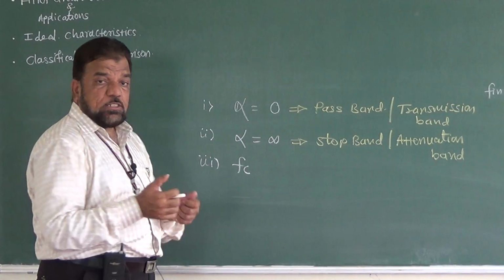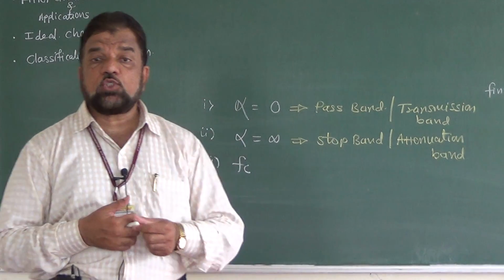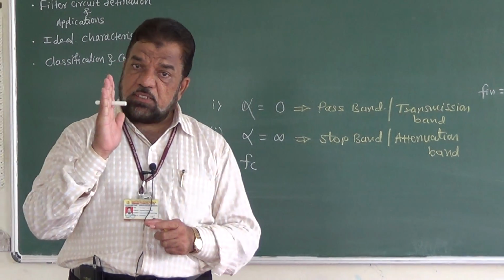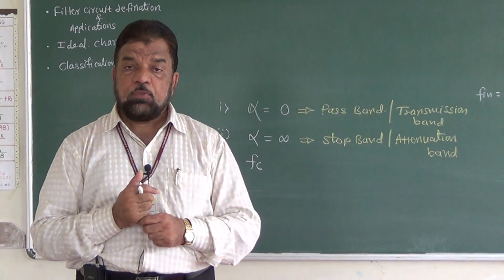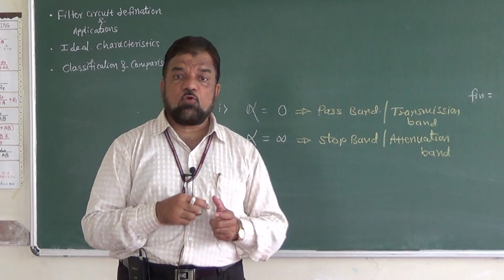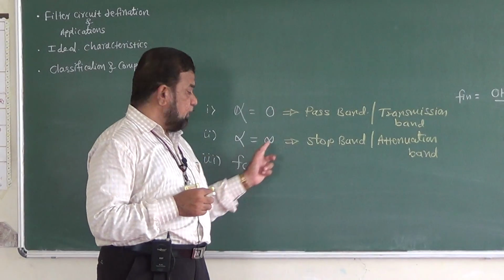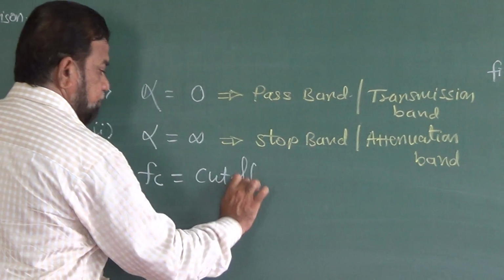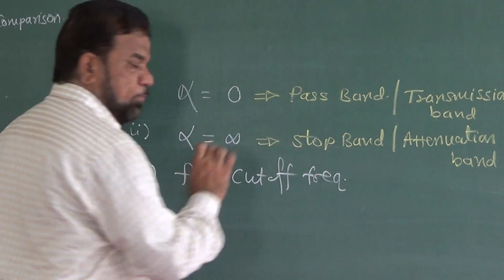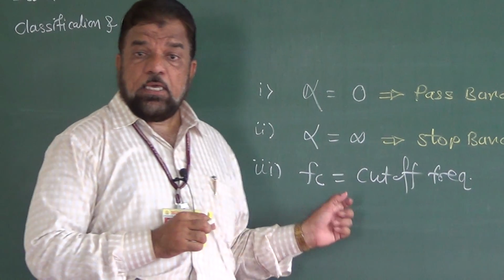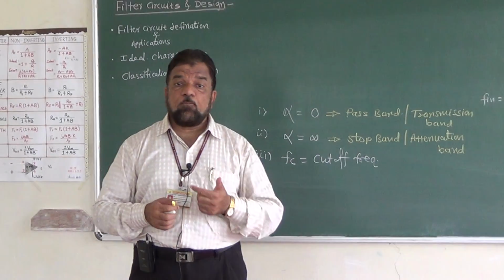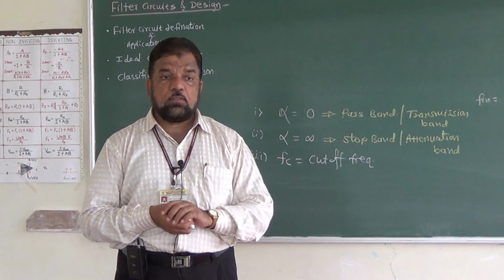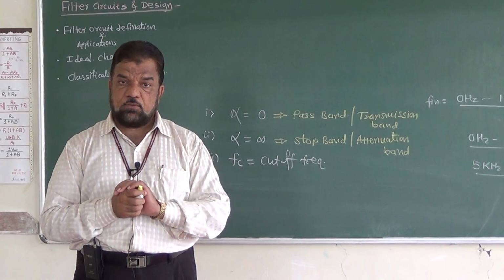So the first characteristic is alpha equal to 0, the second is alpha equal to infinity, whereas the third characteristic is related to the separation of the pass band and the stop band. There exists one unique frequency which separates the pass band from the stop band, and that frequency is called the cutoff frequency. This cutoff frequency is a function of the components that we are using in the design of a filter circuit.